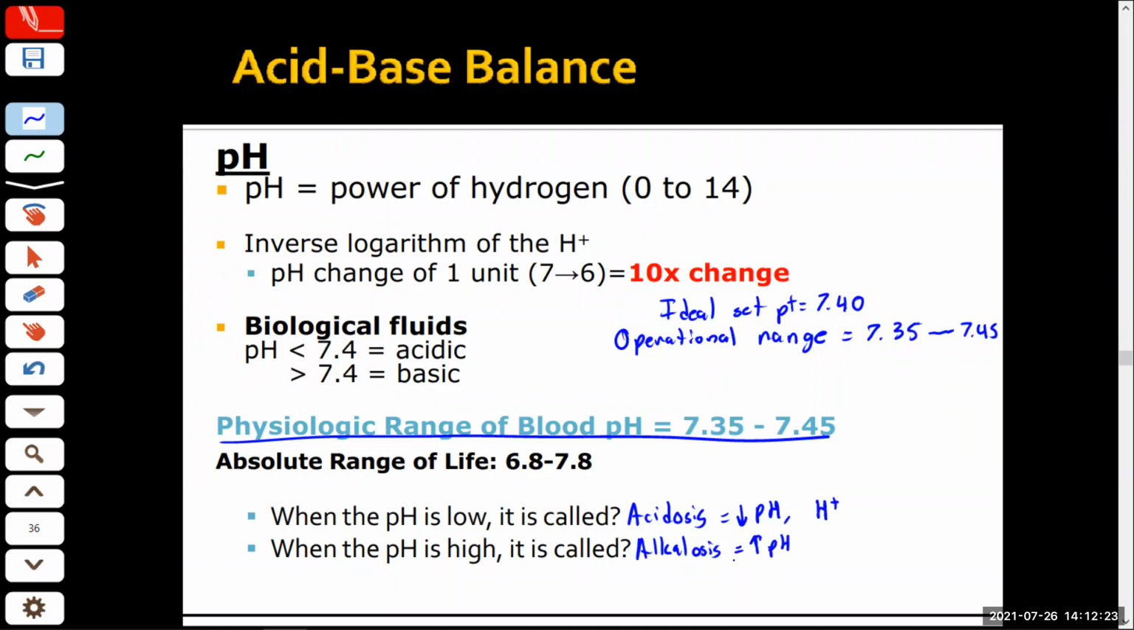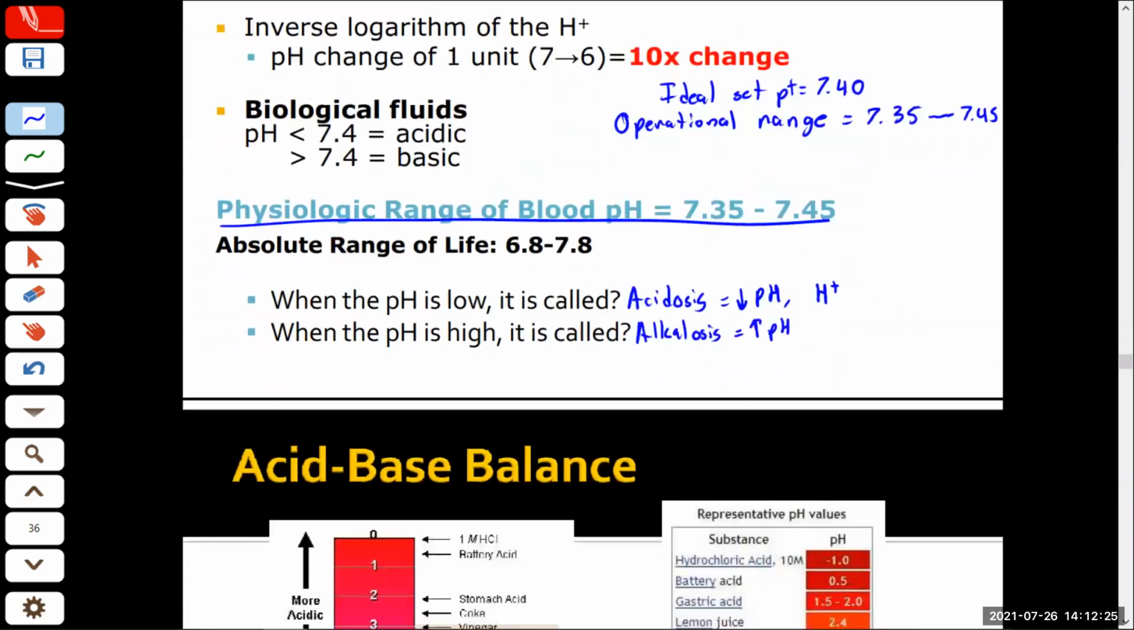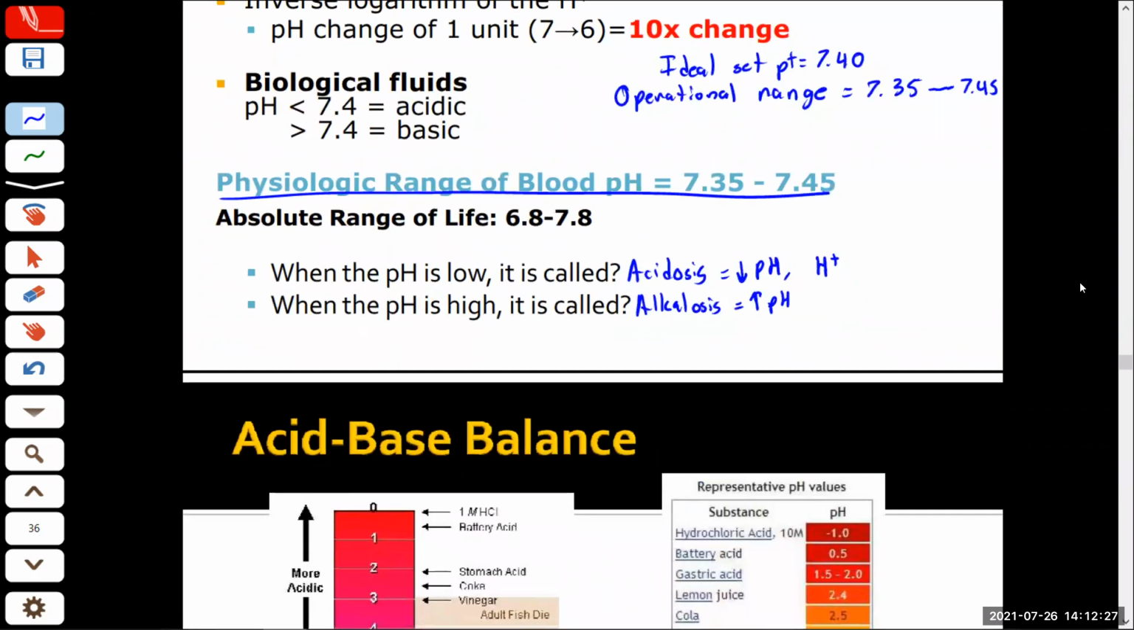Protons, H plus. If we are acidic, do we have a lot or a little of these? A lot. Remember, we talked about this with potassium getting kicked in and out of the cell. So we have a lot of protons. Protons measure acidity. So the more protons you have, the more acidic you are.